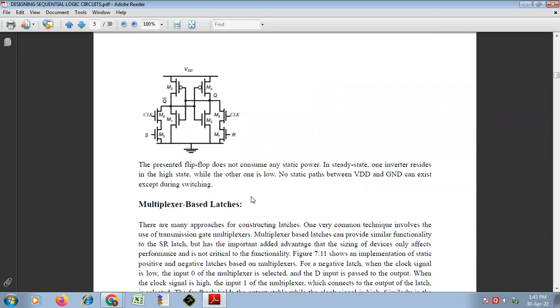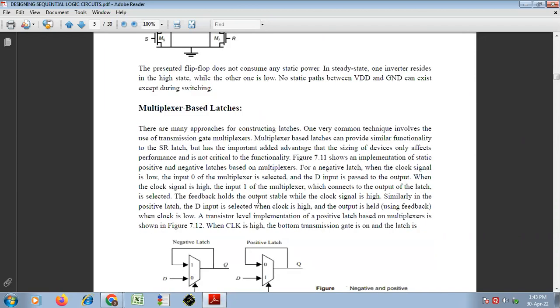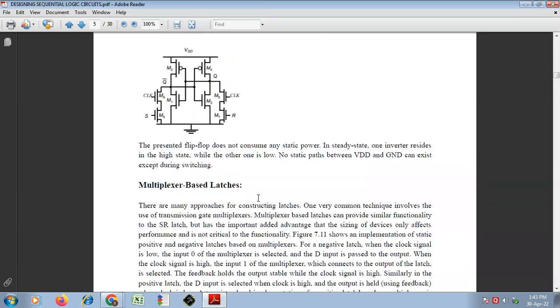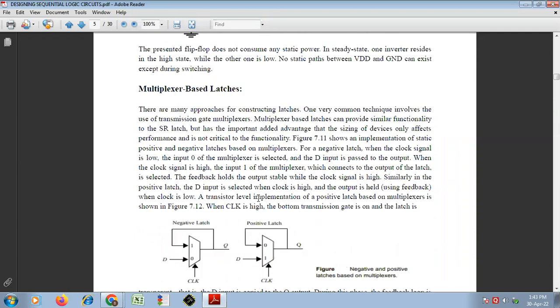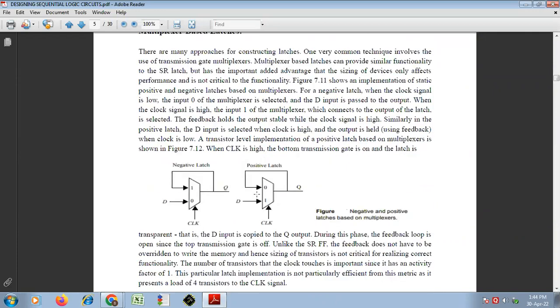Now, the present flip-flop does not consume any static power. In steady state, one inverter resides in a high state while the other one is low. So this won't imply any static power consumption. It only operates between VDD and ground, because it's a static circuit.